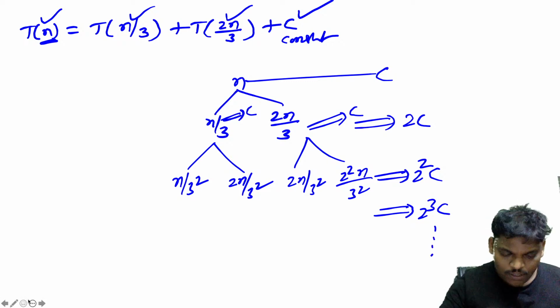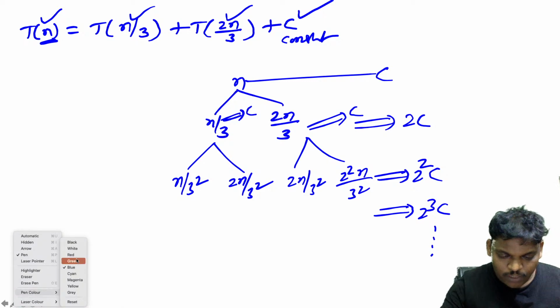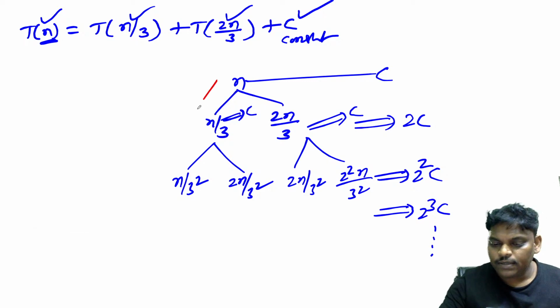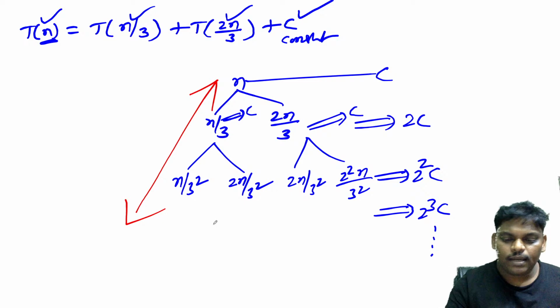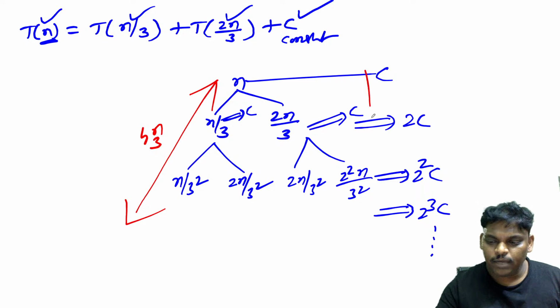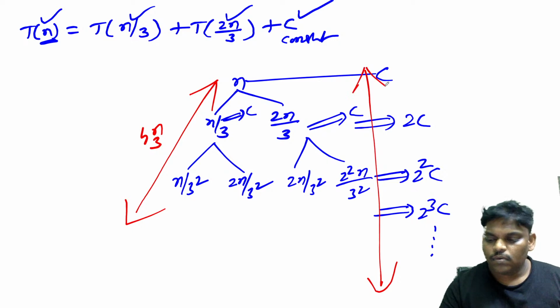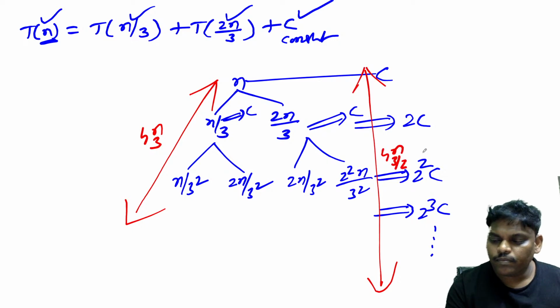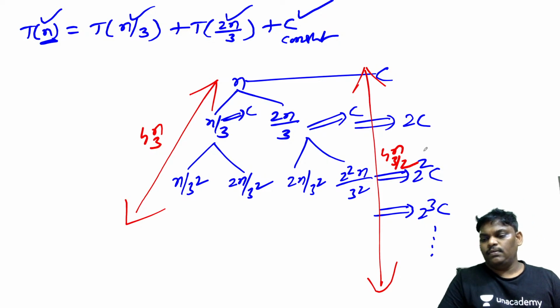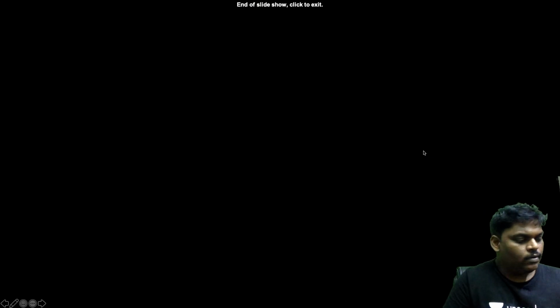Now the next question which arises immediately is, what is the height? The left height is always divided by 3: log n base 3. The right height is always divided by 3/2: log n base 3/2. Again 3 diagrams will come.